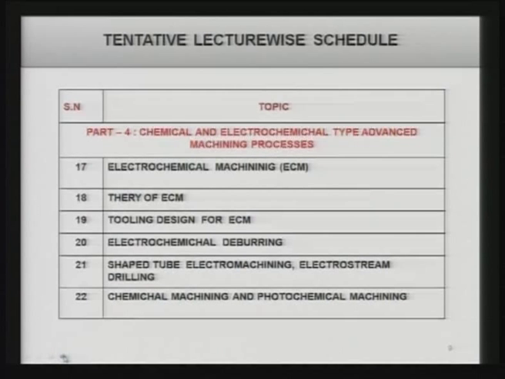The next part of this course deals with chemical and electrochemical type advanced machining processes, which includes electrochemical machining. This will be the introductory section. Then we will deal with the theory of electrochemical machining, tooling design for electrochemical machining, electrochemical deburring, shaped tube electrochemical machining, electrostream drilling, then chemical machining and photochemical machining.